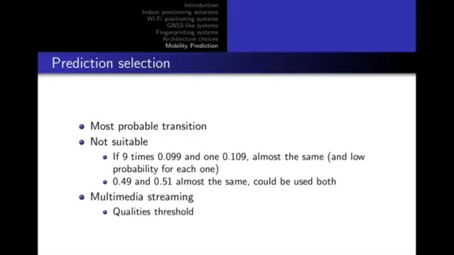Then we will have to select the next state following one strategy. So a simple strategy is to use the most probable transition, but sometimes it's not suitable. So if you have 9 times 0.099 probability and one outgoing transition with 0.109, it's almost the same probability. You only change by 1% between those ones and the most probable, and it's very low for each one. So do we really need to choose one of those outgoing locations?